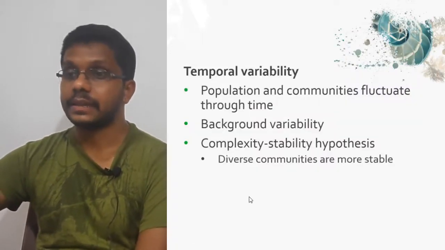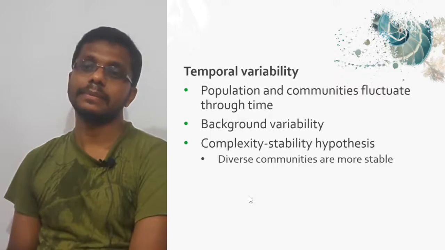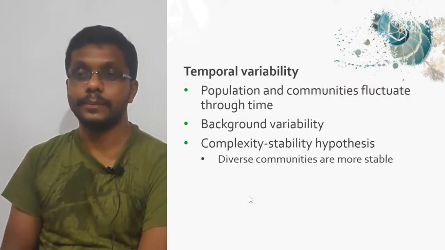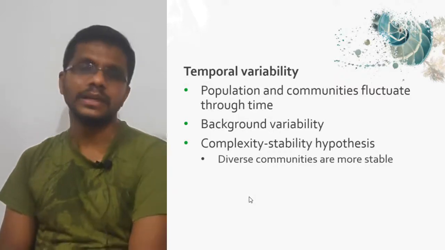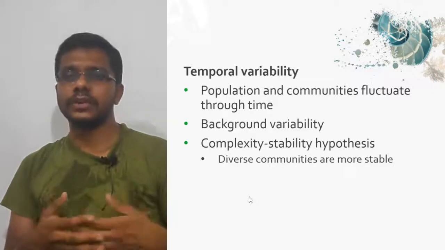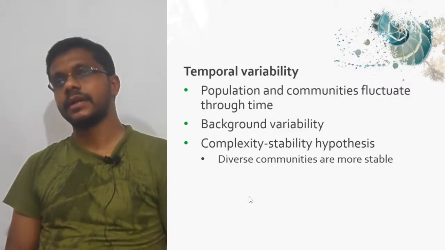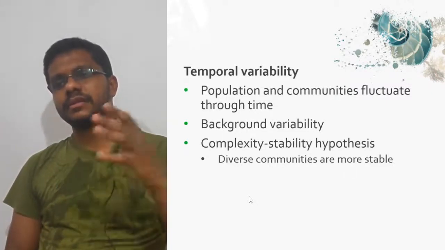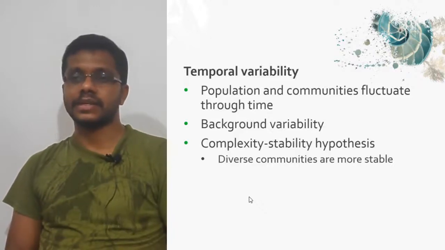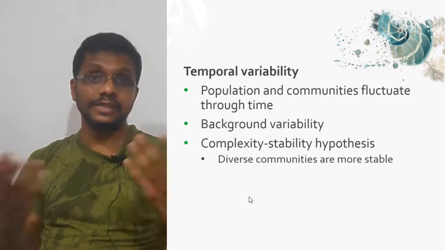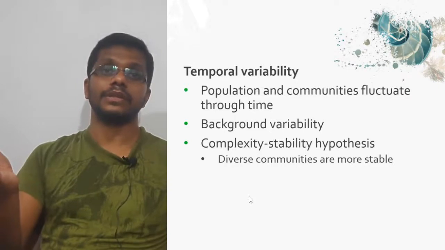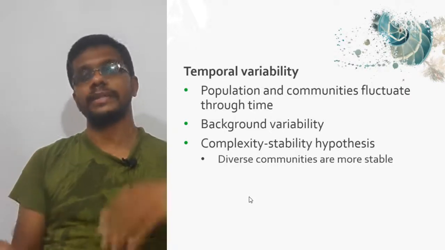Next, we have the temporal variability. Temporal variability is the variability in population and community over time. The composition of the community always varies depending on the time. Just like all the communities or the ecosystem has a background variability. In some seasons, some type of individual number will be increased. In other seasons, it will decrease.